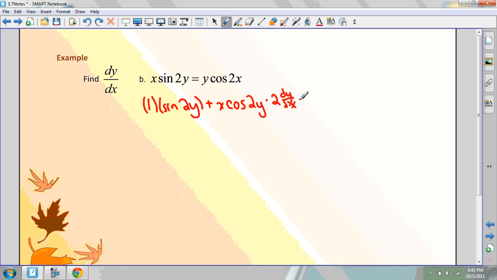Okay, so don't forget all your rules from before. Equals, product rule again. So derivative of the first, so derivative of y, which is dy dx, times the second one as it is, cosine of 2x, plus the first one as it is, y, times the derivative of cosine of 2x. Well, I have to do the chain rule. Derivative of cosine is negative sine, so negative sine of, keep the inside the same, times derivative of the inside, well, derivative of 2x is 2.